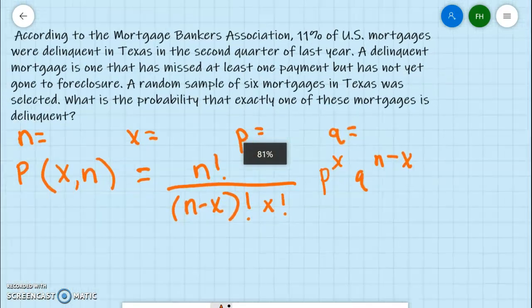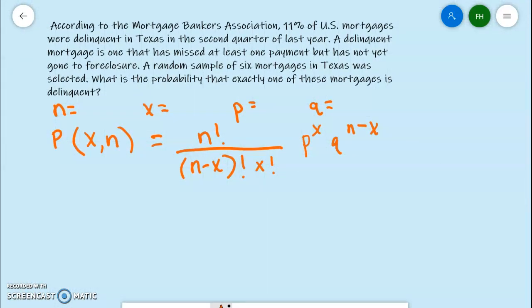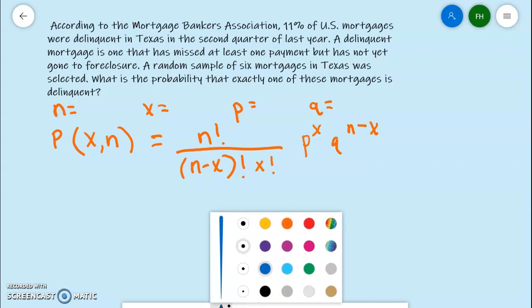According to the Mortgage Banker Association, 11% of mortgages were delinquent in Texas in the second quarter of last year. A delinquent mortgage is one that has missed at least one payment but not yet gone to foreclosure. A random sample of 6 mortgages in Texas was selected. What is the probability that exactly one of these mortgages is delinquent? So let's look at that.